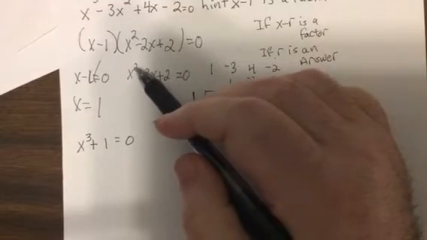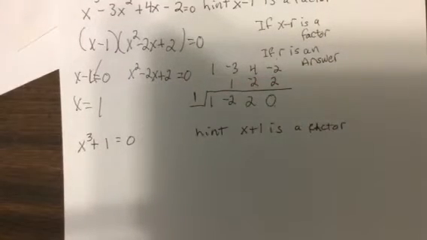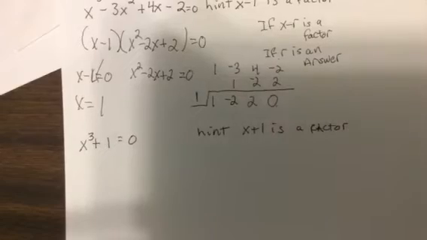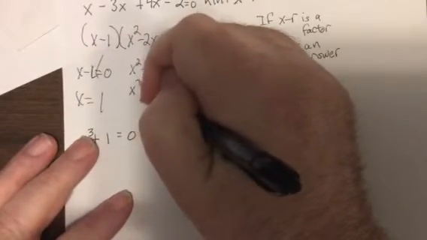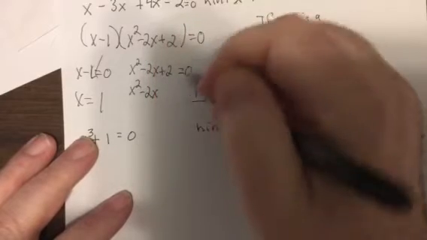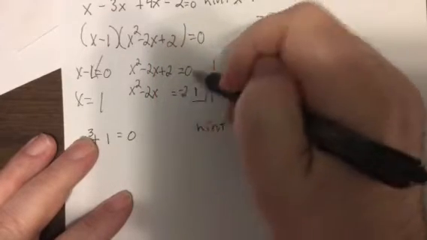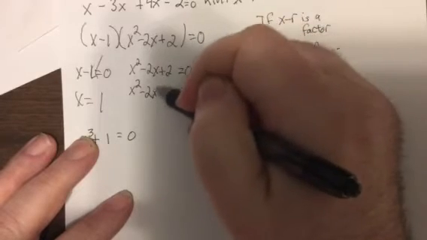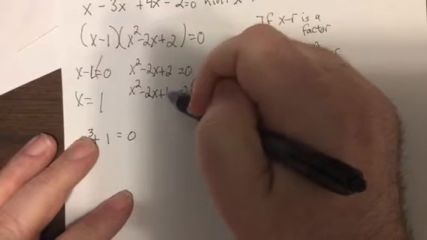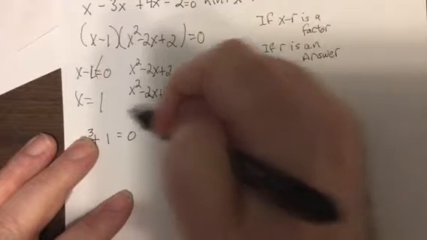And the highest power is 2, so we could either do factoring if possible, but that's not factorable, completing the square, or the quadratic formula. I'm going to do completing the square. So I'm going to subtract the 2. Kind of got a mess going over here. Sorry about that. Half of 2 is 1. 1 squared is 1, so I'm going to add 1 to both sides.